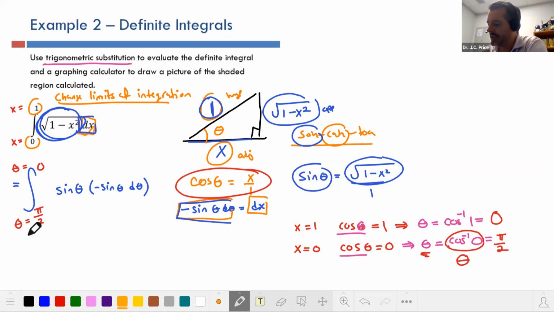And you don't have to write this stuff here. I'm just showing it right on the video so you can see what I'm thinking. So what is this equal to? It's equal to the integral from pi over 2 to 0 of negative sine squared theta d theta. And so now I have a trig integral, a definite trig integral, and I know how to work with this guy. This is another formula.